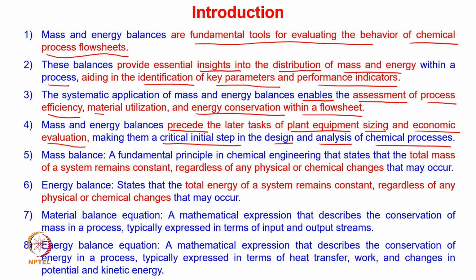Again, just to define, mass balance is how the total mass of the system remains constant. Based on that we make a balance of different input streams and output streams, and we check whether the total mass of the system remains constant or not. So clearly, unless the reaction is a nuclear reaction, it is a fundamental principle in chemical engineering which states that the total mass of the system remains constant regardless of any physical or chemical changes. Similarly, energy balance states that the total energy of the system remains constant regardless of the physical or chemical changes that may occur.